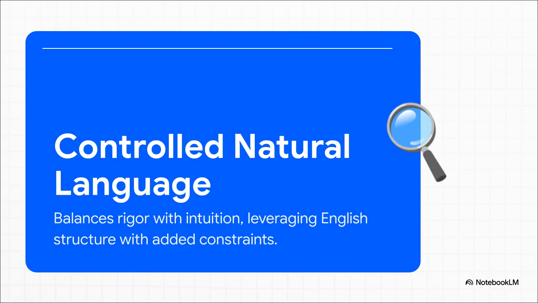So, what EARS really is, is a type of controlled natural language, or CNL. All that means is it's a version of a normal language, like English, but with some rules on grammar and vocabulary. The whole point is to cut down on ambiguity and complexity. It's this perfect middle ground between rigid formal code and just plain English.